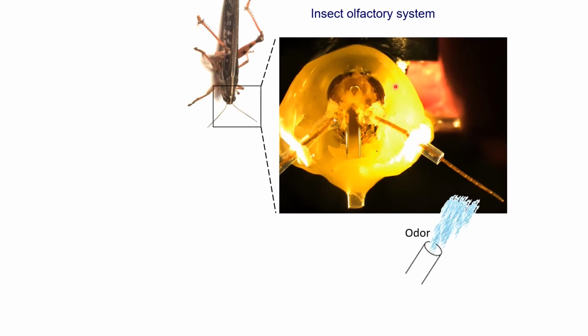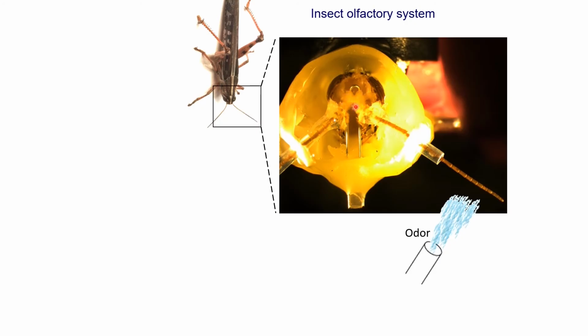We have a wax cup around the head and it is tightly sealed around the body so that the saline cannot leak below. And the head cuticle has been cut with very fine blades, and we can see the brain here. A small metal pin has been inserted below to support the brain, as you can see here. So now this brain is accessible.